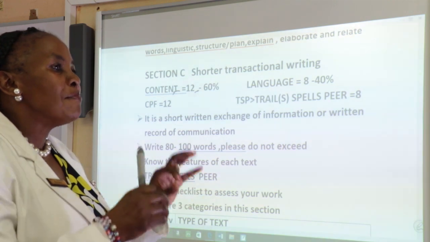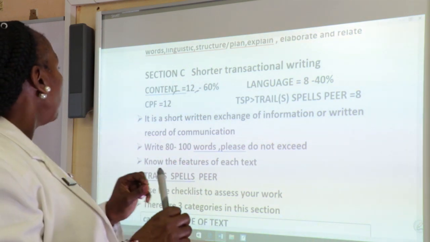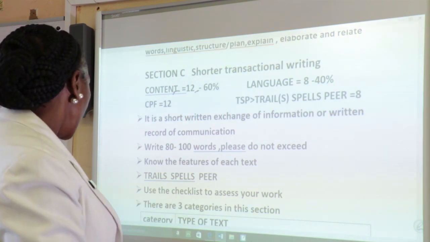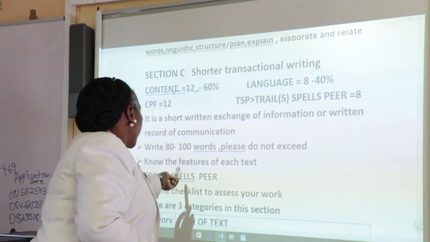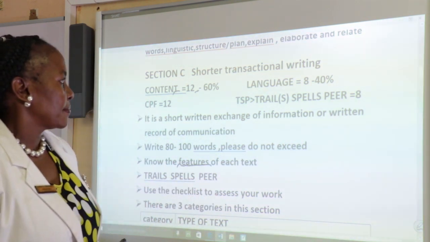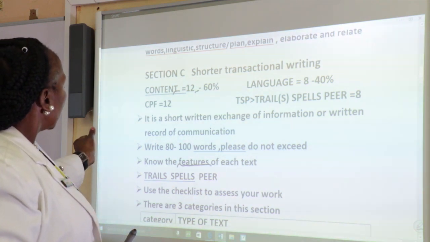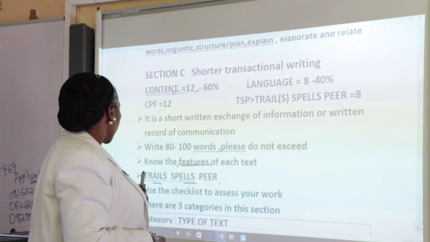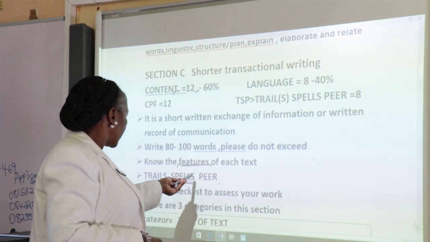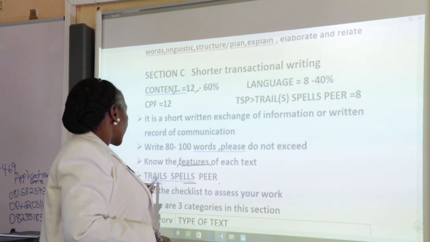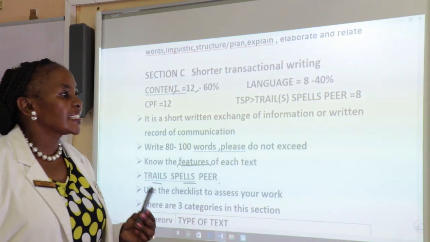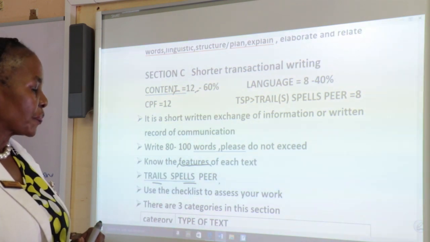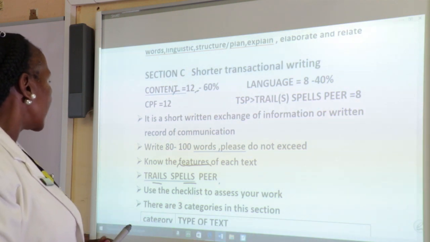Please emphasize that. They mustn't exceed 100 words because they'll be penalized. Even if their work is perfect, they won't get 100 because they've exceeded, we will have to subtract. And what is important here is to know the features of each text. And I have created this acronym which sounds like a sentence, and someone will say, no, TRAILS SPELLS PEER, there's a problem with concord. No, just regard TRAILS as the name. TRAILS, SPELLS, PEER. What does that mean? These are the things that they should know when they go to write their section C. It is their checklist. They will use it as their checklist.